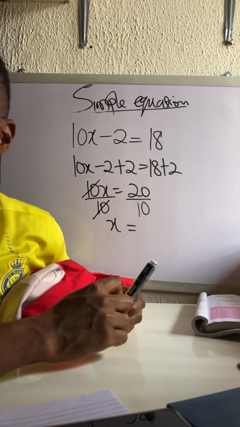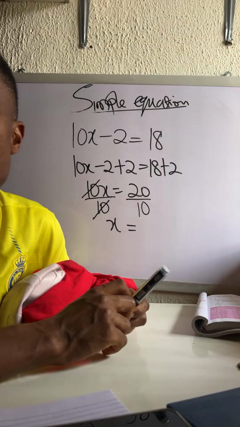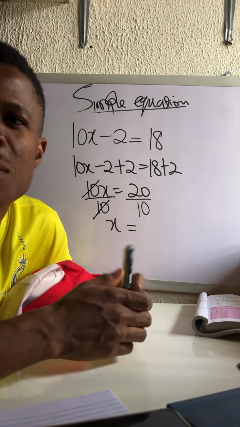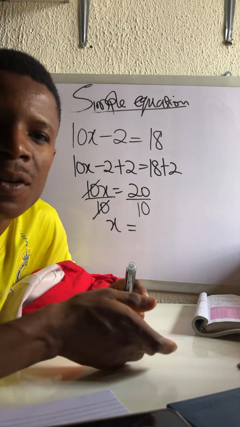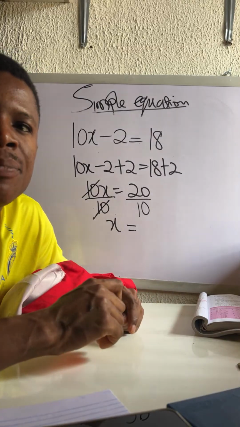Okay, Sally, you said this is so easy. We are just starting now. We are starting with simple ones so that everybody will follow, then we'll move to the complex.